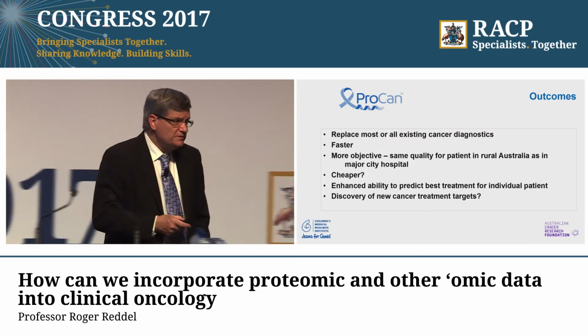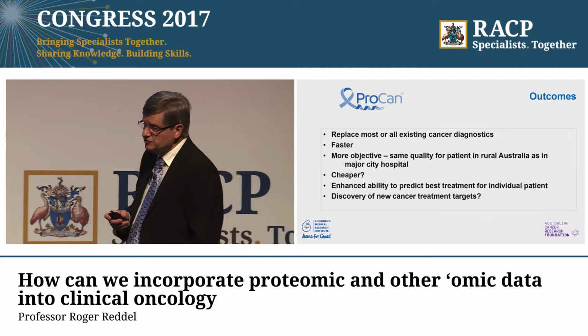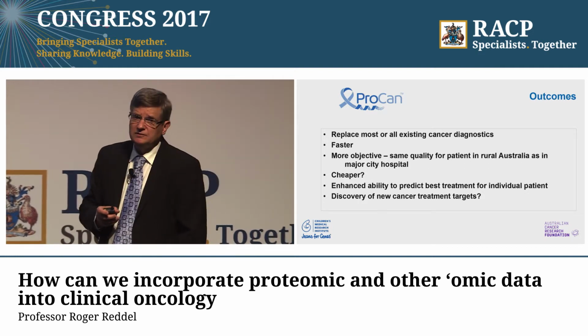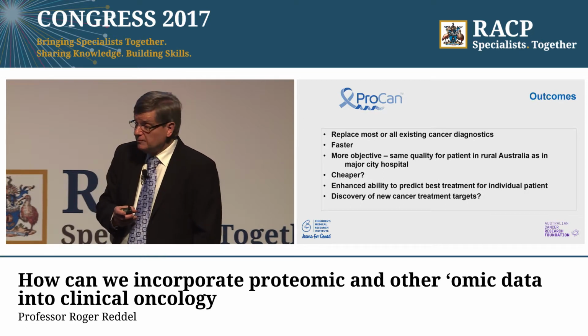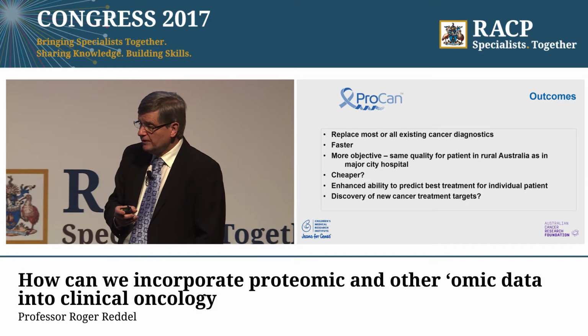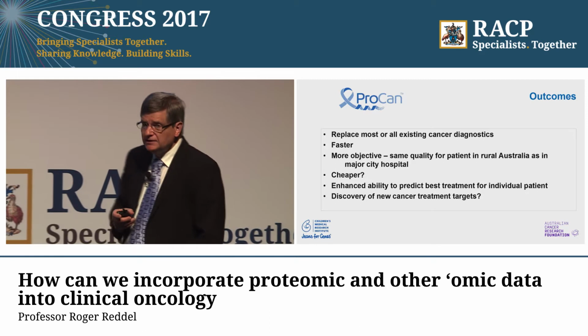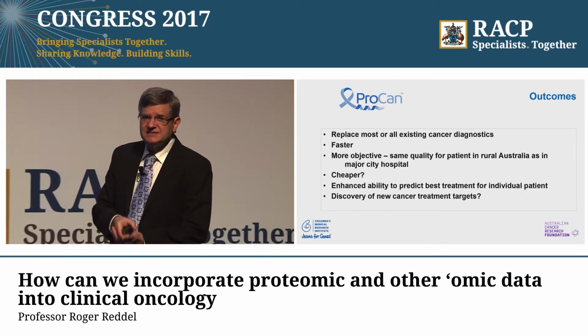So this will be faster than existing immunohistochemistry techniques. It should be more objective. Interpretation of immunohistochemistry requires a high level of skill. It may be cheaper than existing immunohistochemistry, and there should be an enhanced ability to predict the best treatment for individual patients. What we're talking about here is better deployment of existing treatments.